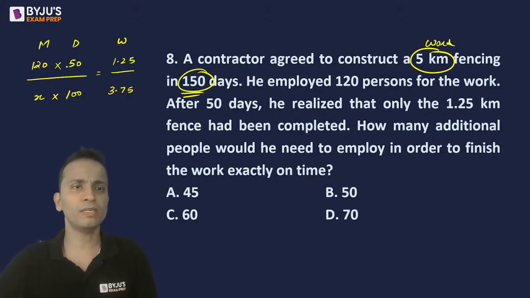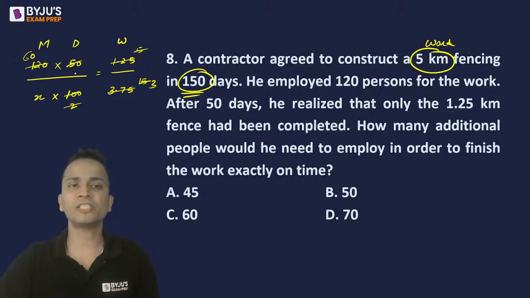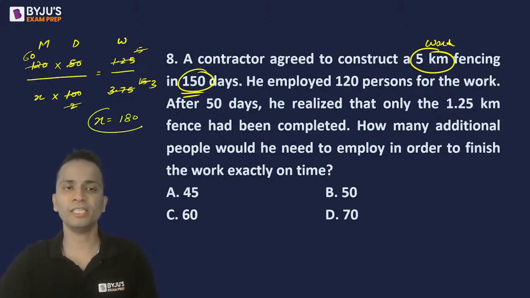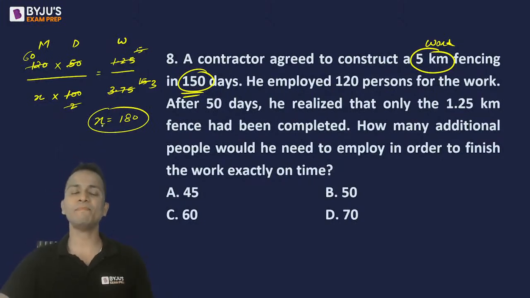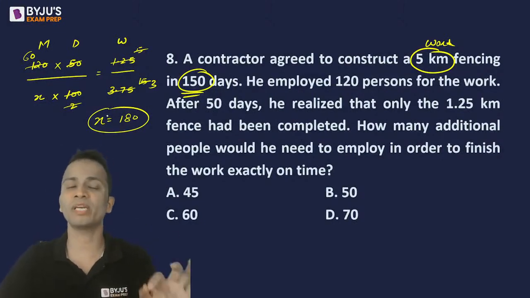So it will be, यहाँ पे this will be 5, and this will be 12, 13, 14, 15. So 3, 1 by 3. So the value of x will be 60 multiplied by 3, that is 180. So a total of 180 men will finish the remaining work in 100 days.